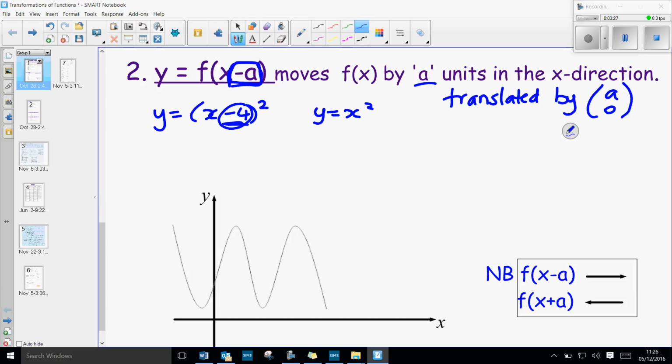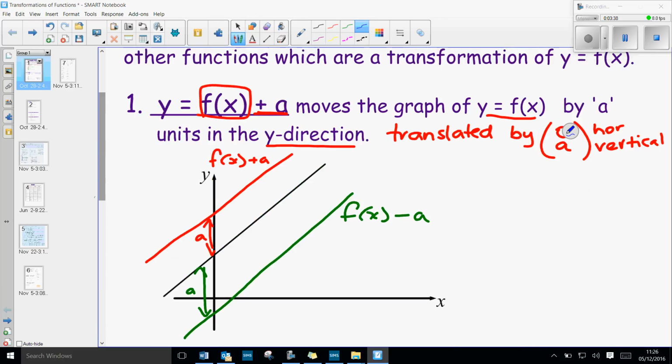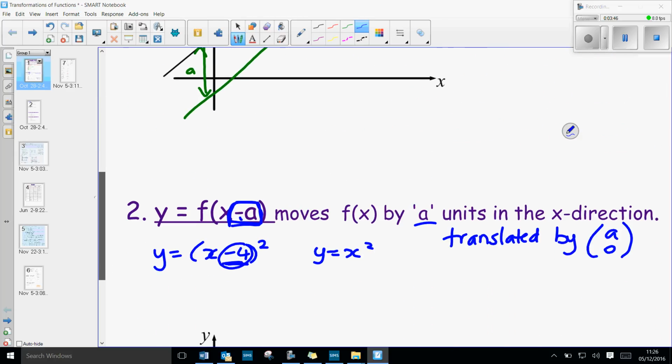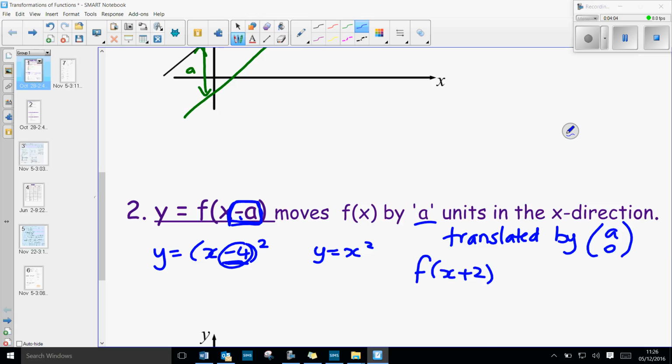Wait, how do you know it's horizontal? Because it's inside the bracket. The first one was outside of the bracket, it was stuck on the end, so that's why we knew it was a vertical movement. This second one is inside the bracket, and so it's a horizontal movement. But it is important that you recognize that it's x minus a, and that's why it's translated by a. If you, for example, had f of x plus 2, we would have a translation of (negative 2, 0).